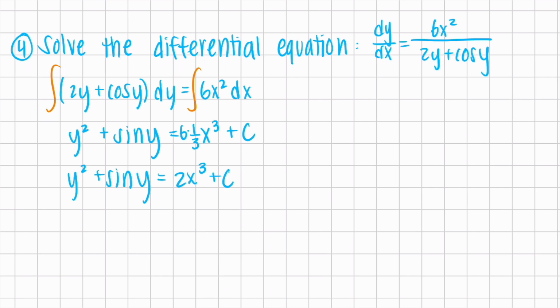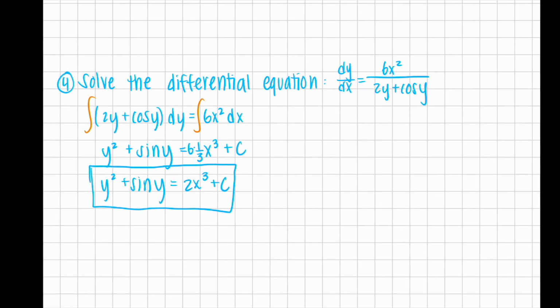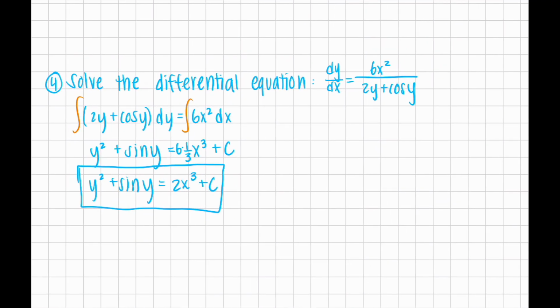I want you to notice for this one, there's no way to solve for y. So when you can't solve for y, it's okay to leave it as an implicit function. But if you can solve for y, you want to do that. So those are a few examples of solving differential equations using separation of variables.